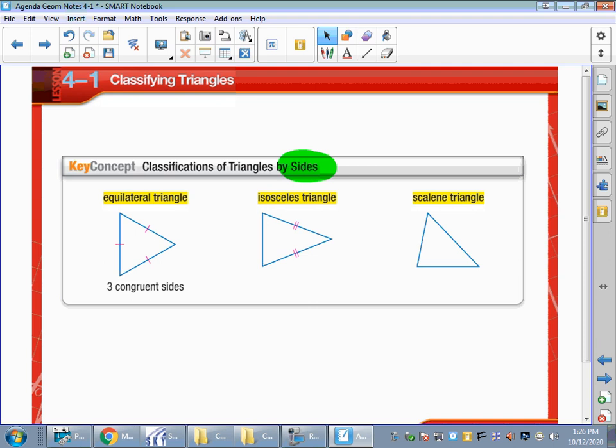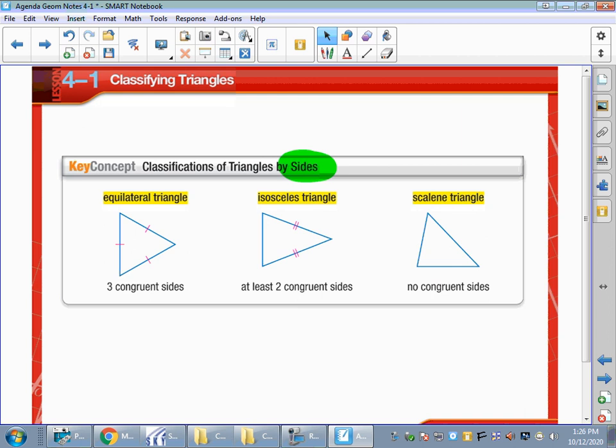Isosceles, everybody knows isosceles. Be careful. This one's a tricky one. It's not just 2 congruent sides, it's at least 2 congruent sides. So if the 3 sides are congruent, it technically is equilateral and isosceles. Scalene triangle, I think everybody knows. No sides are the same. It's just a triangle.